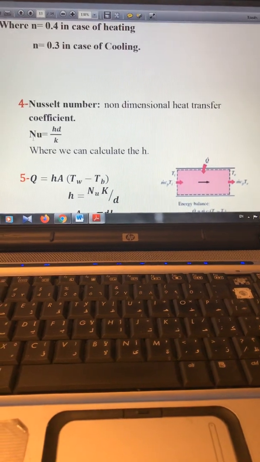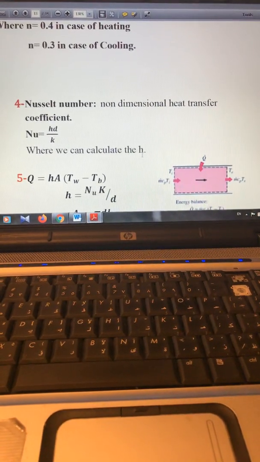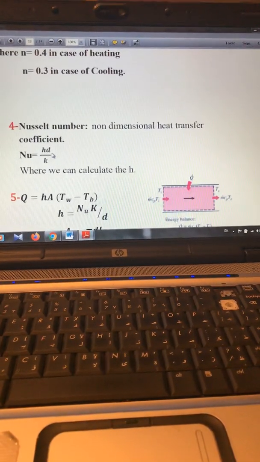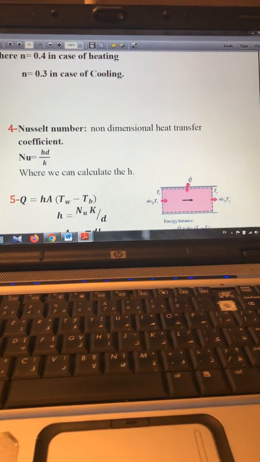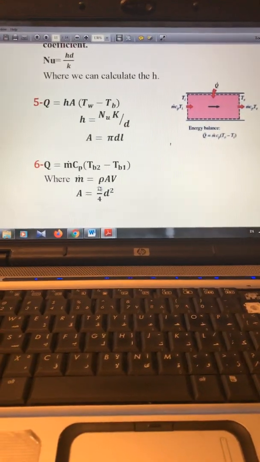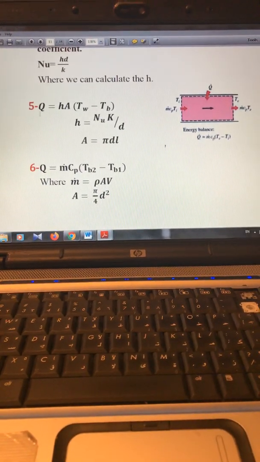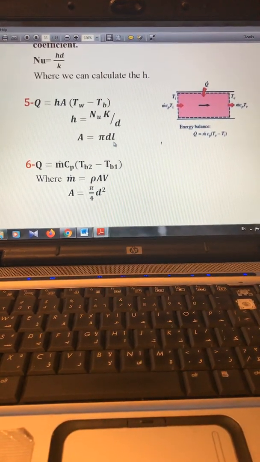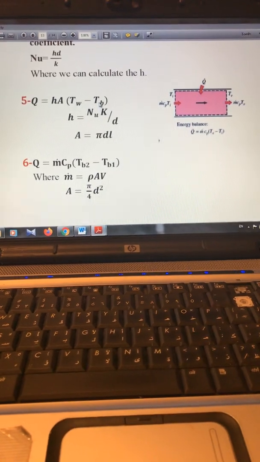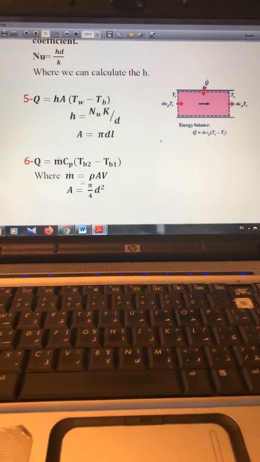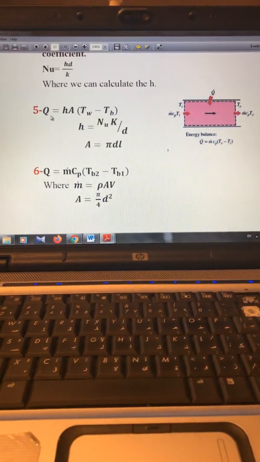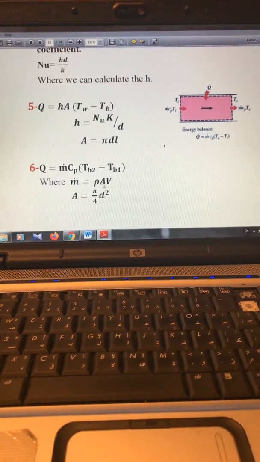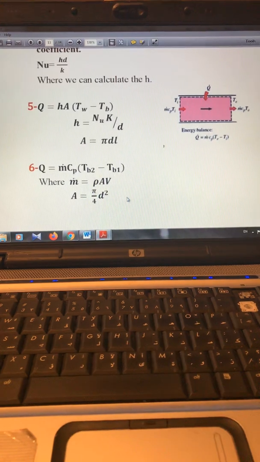We can use this equation to calculate h. As I told you, h here is not the h that we used to. h here is another parameter, equal to Nu times K over D. The last part is that we make a direct substitution for Q. h is calculated from the Nusselt number, the area here equals pi D L, and this is the temperature difference that we mentioned. In case, as we mentioned, any of the parameters is required, we take Q, the total value, to be equal to m Cp delta T, where m equals rho A V, and the area here in this case equals pi D squared over 4.